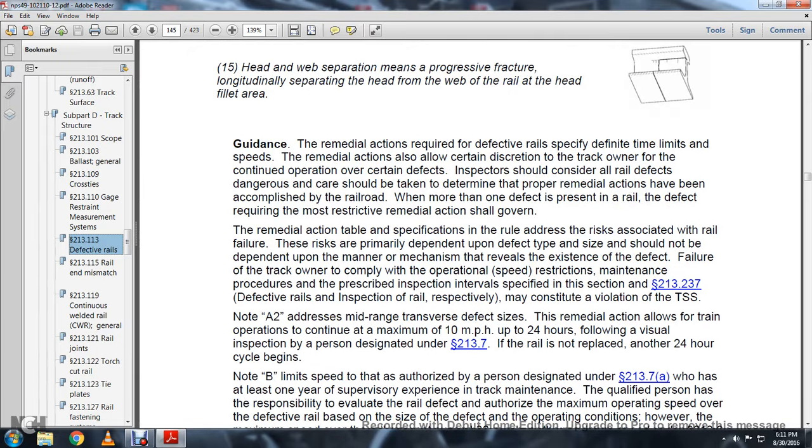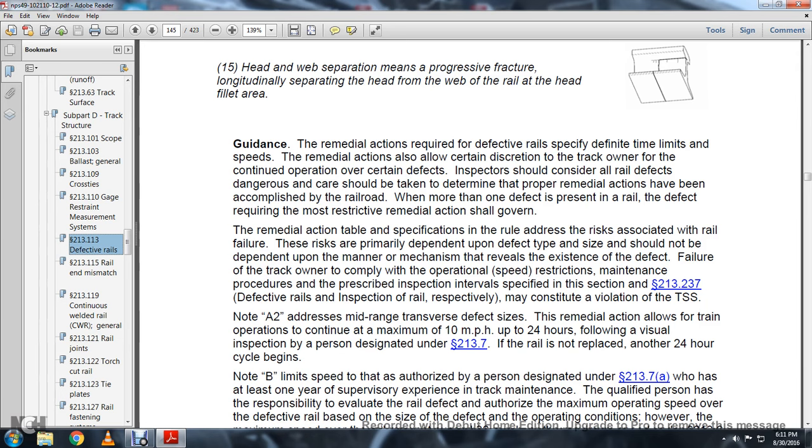Alright, your guidance. Remedial action required for defective rail specifically defines the time limit and the speed. The remedial action also allows certain discretion of the track owner for continued operation over certain defects. Inspectors should consider all rail defects dangerous, and care should be taken to determine if the proper remedial action has been accomplished by the railroad.